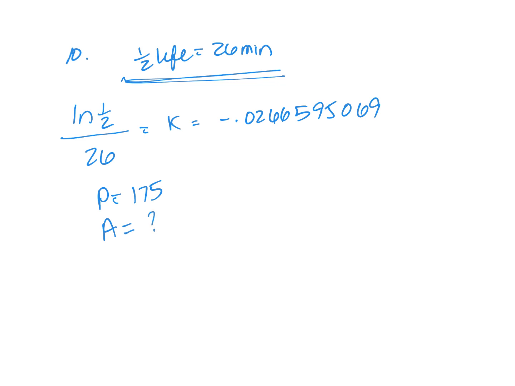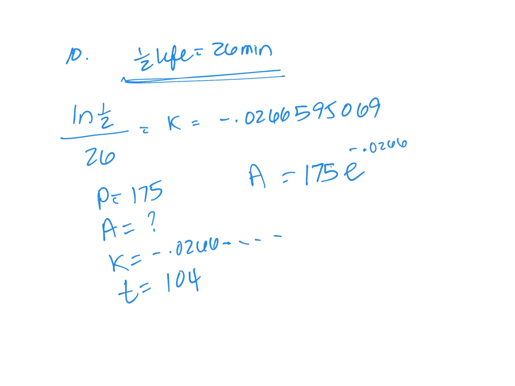They want A, and I know that K is negative 0.0266, and so on. And they want to know what happens after 104 minutes. So all we do, we use the 26 like you use a friend with a pool in the fall. You don't need them anymore, because the pool's closed. So 175, A equals 175 times E to that second answer, negative 0.0266, times 104. So everybody put that in your calculator.